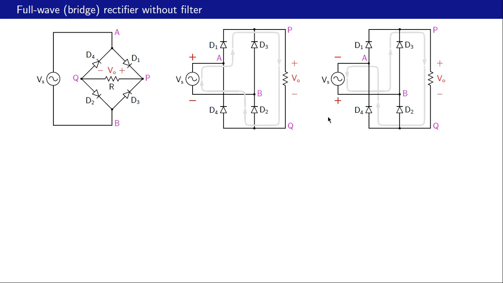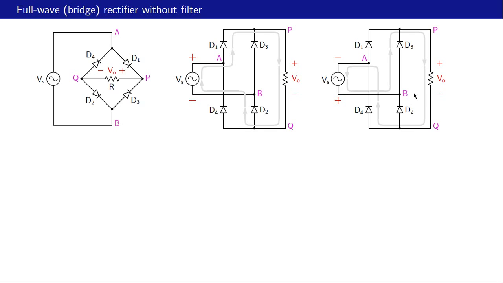Let us consider the other case now, Vs negative. Now node B is at a higher voltage compared to node A, and the conduction path is through D3, then through the load resistor, and through D4. And in both of these cases, note that the current is downward here as well as here, and therefore Vo is always positive, and that's why it's a rectifier.